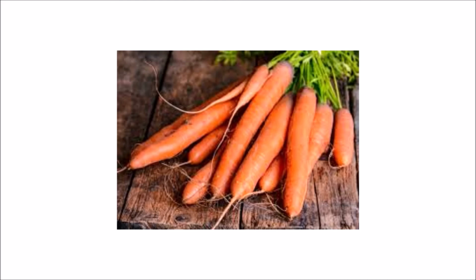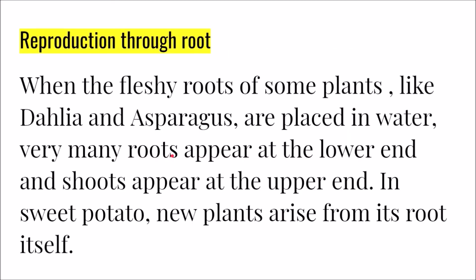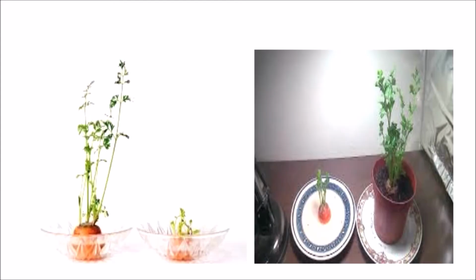What is this? Okay, this is a carrot. Do you think it also grows through stem? No, it grows from the roots. So its vegetative part is root. When the fleshy roots of some plants like dahlia and asparagus are placed in water, very many roots appear at the lower end and shoots appear at the upper end. In sweet potato, new plants arise from its roots itself. This is a carrot.